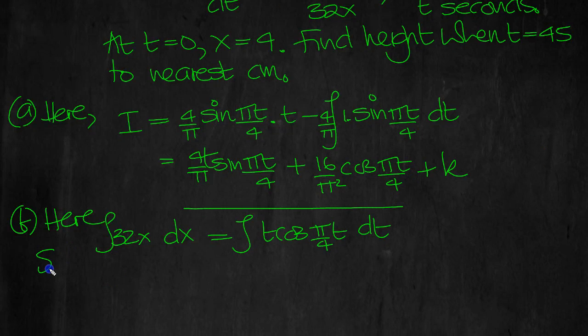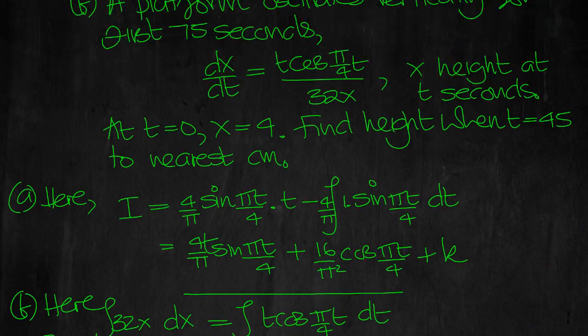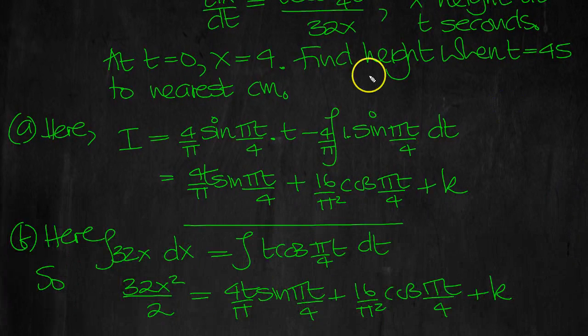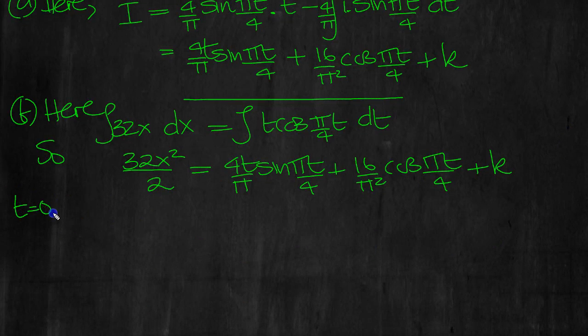So what do we get? 32x to the power of 1, divided by that number, is equal to this stuff here, the integral: 4t over pi sine pi t over 4, 16 over pi squared cosine pi t over 4, plus the constant of integration. Now the initial condition, at t equals 0, x equals 4. So let's put that in and see what we get.